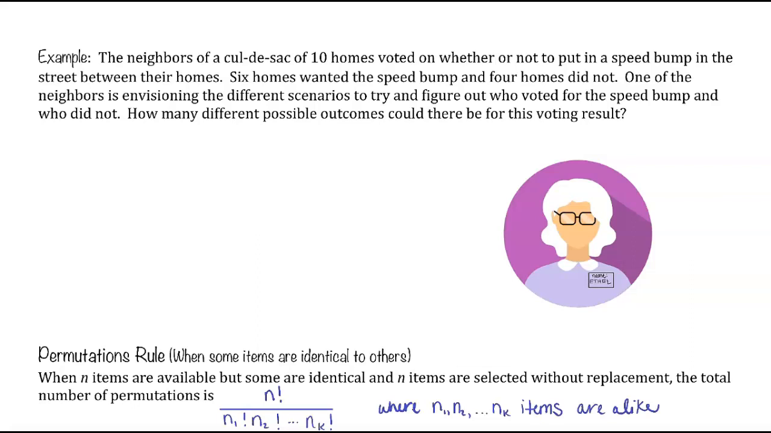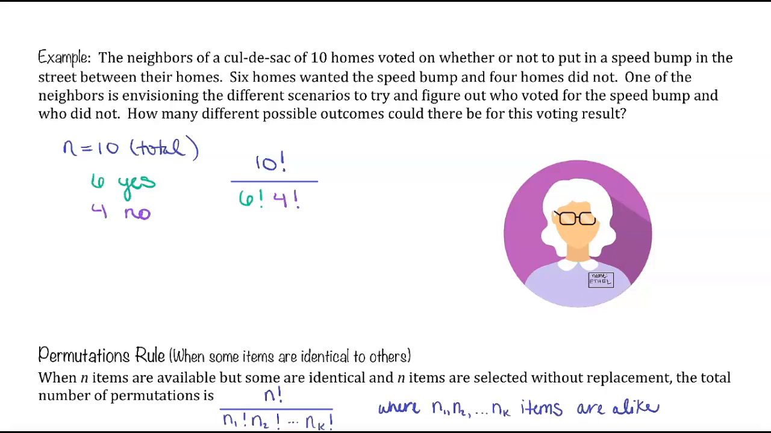Let's apply this to our situation of Ethel's cul-de-sac. There are 10 homes, so our n is equal to 10. And we are selecting all 10 of them. We know that 6 voted yes, and that 4 voted no. Using the permutations rule for identical items, we have n factorial, or 10 factorial, divided by 6 factorial because 6 items are alike, and divided by 4 factorial because another 4 items are alike.